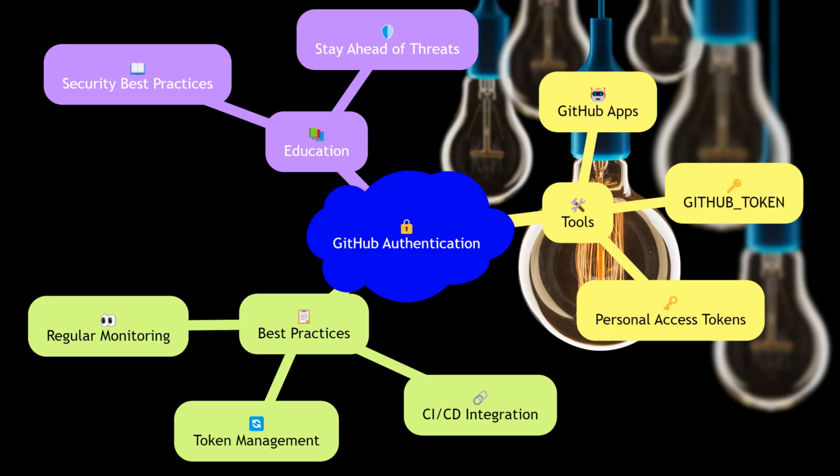Implementing and managing GitHub authentication is a critical aspect of developing a security and compliance plan. By understanding and utilizing GitHub Apps, GitHub Token, and personal access tokens, you can secure your repositories and automate your workflows. Follow best practices for token management, integrate authentication into your CI/CD pipelines, and regularly monitor access to maintain a secure environment. Continue to educate yourself and your team on security best practices to stay ahead of potential threats.